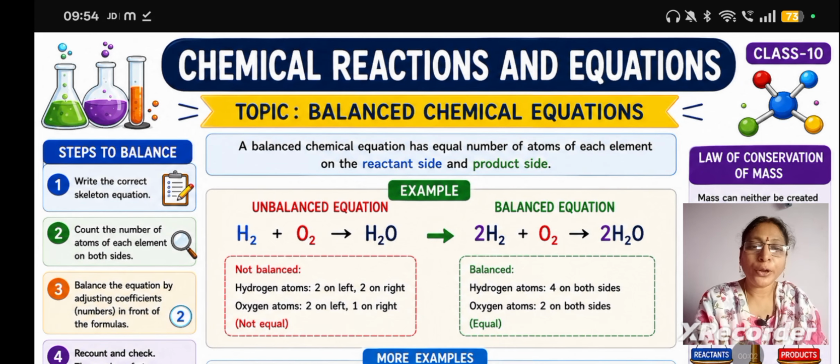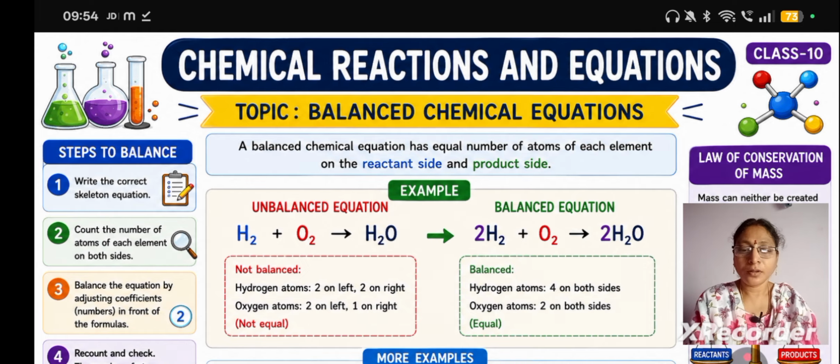Today we are going to learn an interesting topic from chemical reactions and equations: balanced chemical equations. Before we start, let me ask you a question. If I have two apples on one side and only one apple on the other side, are they equal or not? No. Exactly. In the same way, in chemistry also the number of atoms should be equal on both sides of a chemical equation. This is called a balanced chemical equation.